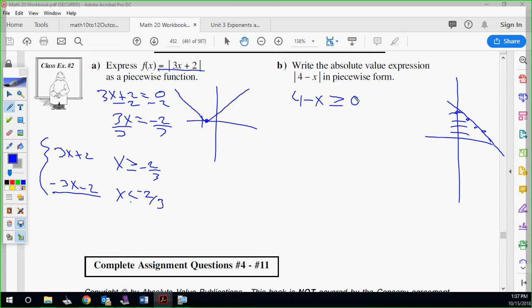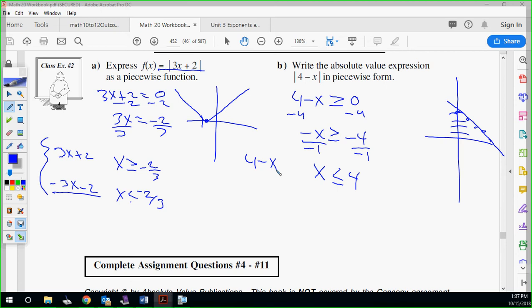So what you do is you say, okay, I'm going to solve for x now. And let's see if you remember. What do you do when you divide by a negative with an inequality? You flip the sign. That's my first piece. x less than or equal to 4. Okay? So what that is, it's 4 minus x for x less than or equal to 4.